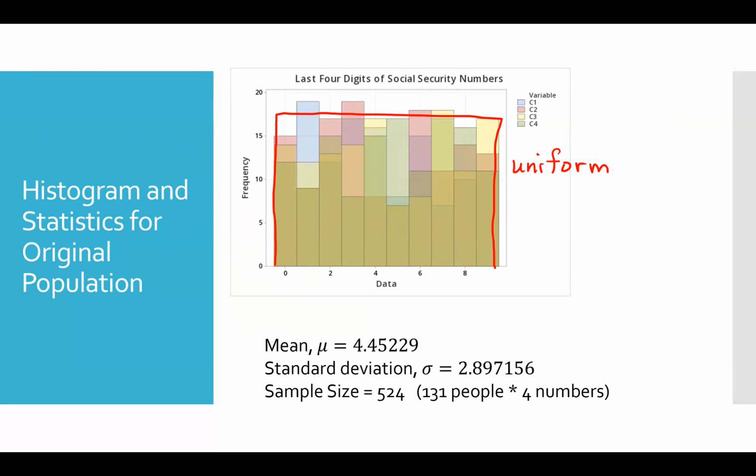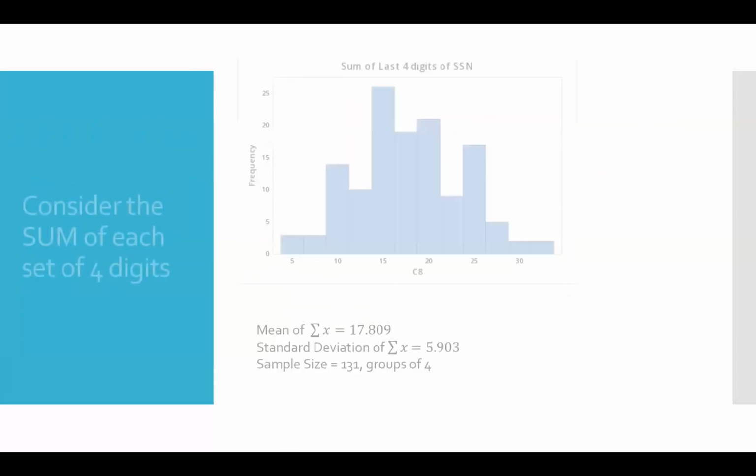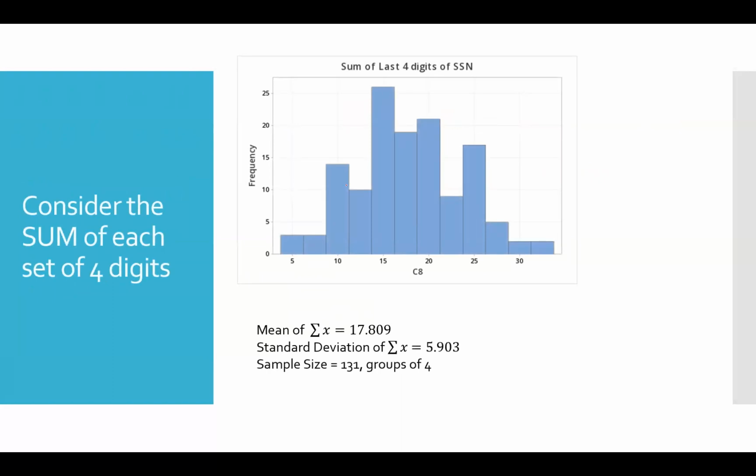So this time, instead of looking at the average, I looked at the sum. I added together the four digits and I graphed those sums. When you graph the sums, so that I had 131 sums, again, what we get is a normal, or a reasonably normal distribution. And our mean this time is about 17.9.